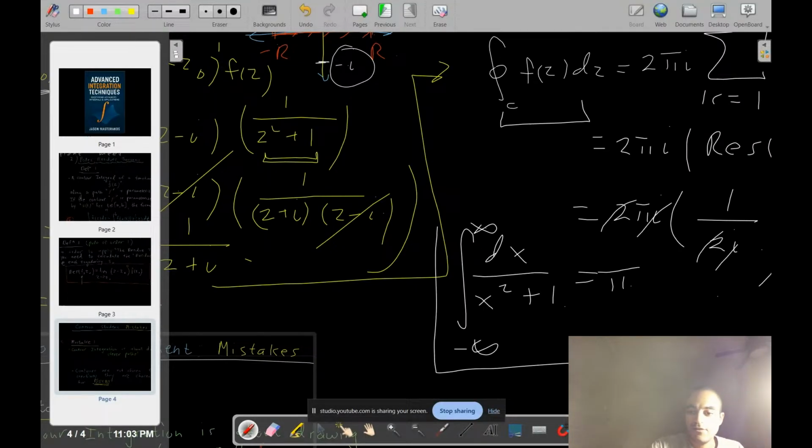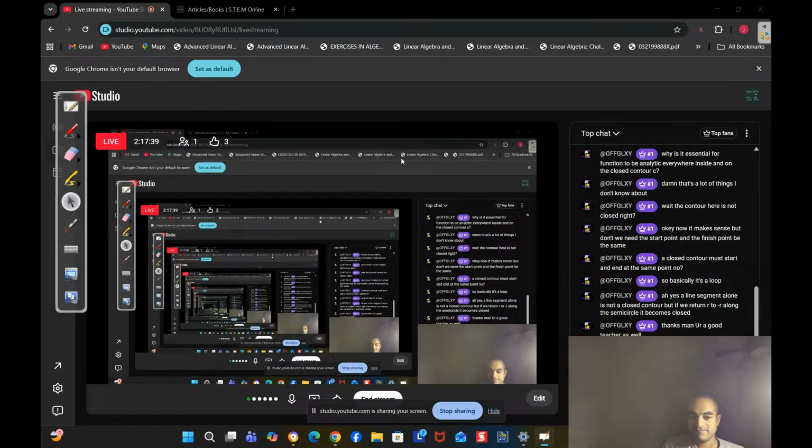And you can now evaluate real integrals using contour integrals. Pretty cool, huh? Any questions? Any questions at all?